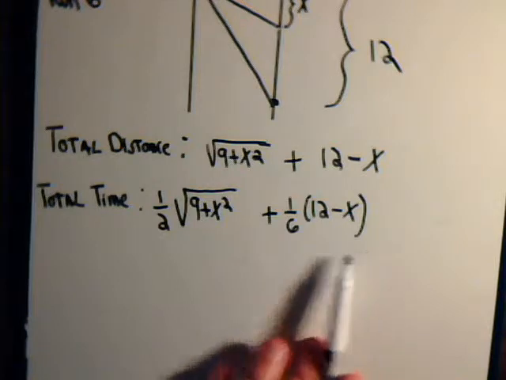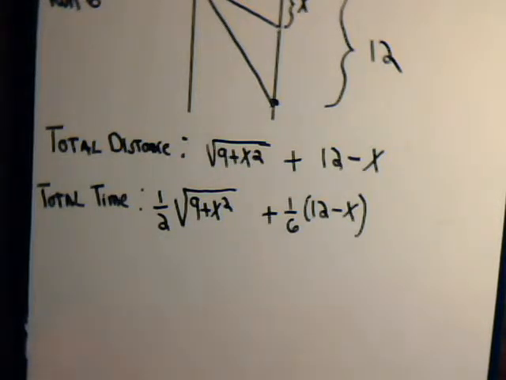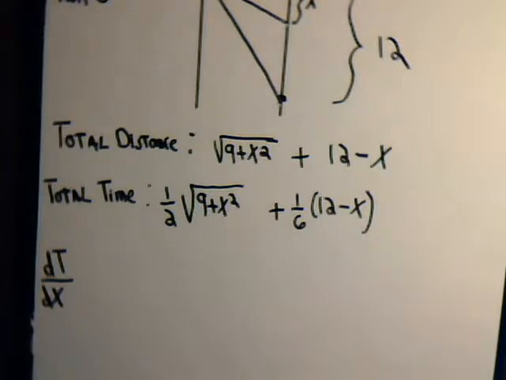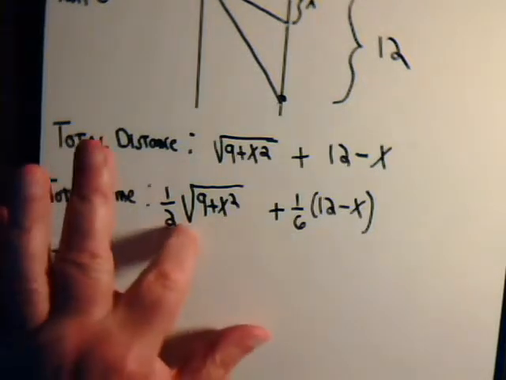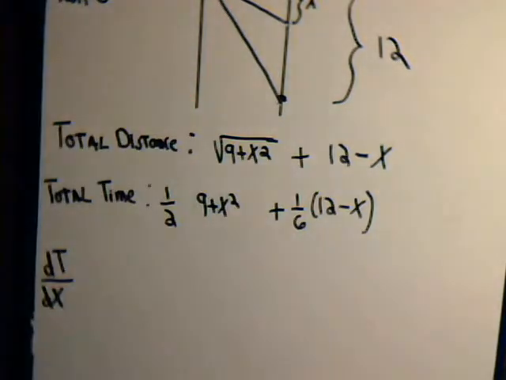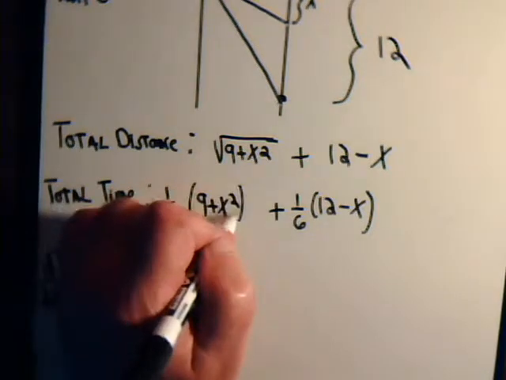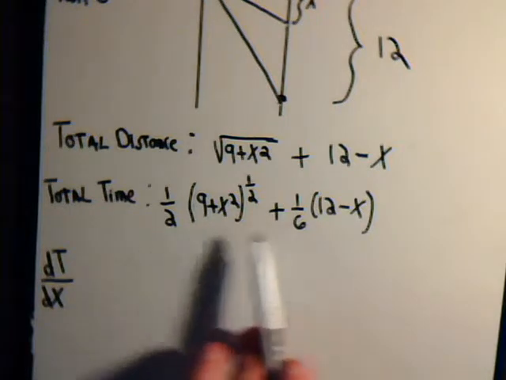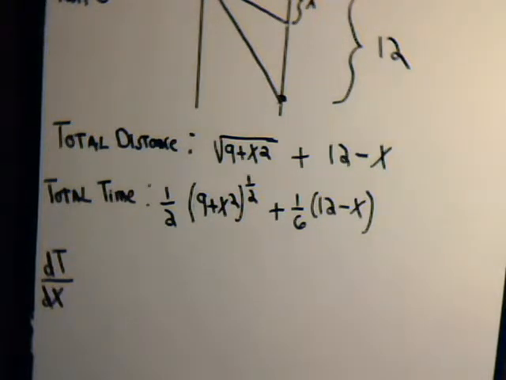This is the expression for time. We want the minimum time. So we do that by taking the derivative of time with respect to x and set it equal to 0 to determine the critical values, just like we did in the other videos. Now to do that, let's write this in exponent form. Okay, we're going to take the derivative of this expression with respect to x. So bring the 1/2 down.